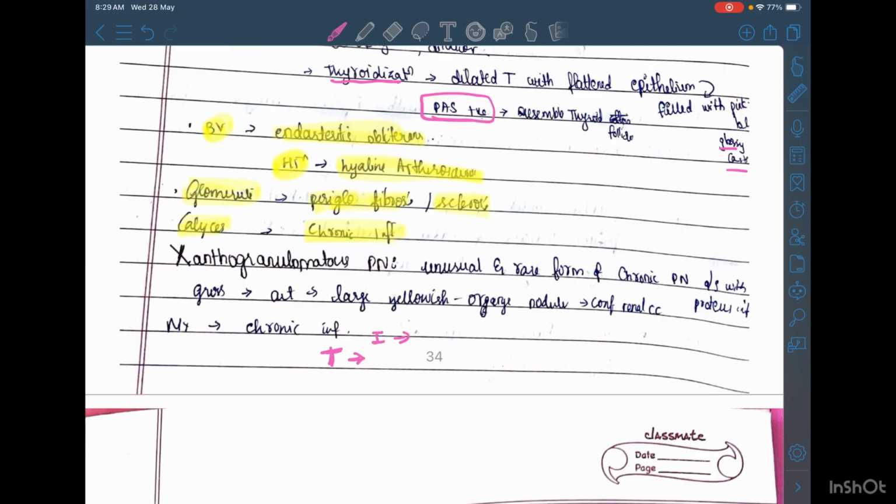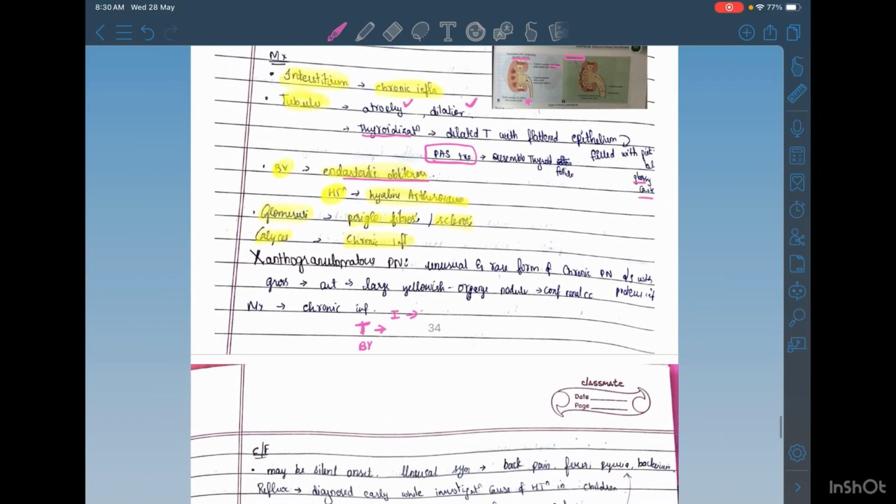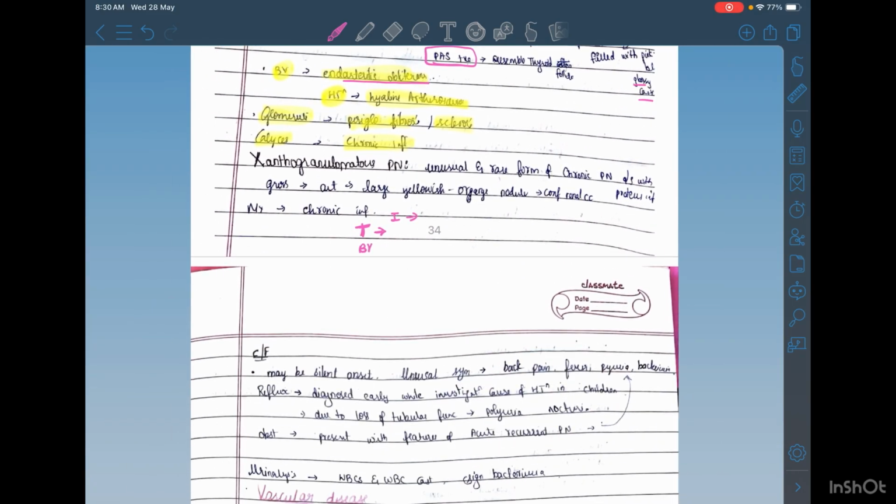What happens in the tubules? There will be atrophy, right, atrophy. There will be dilated tubules filled with glassy eosinophilic material, right. Which is called thyroidization. Then in the blood vessels there will be end arteritis obliterans, okay. Then in the glomerulus, periglomerular fibrosis or it can be sclerosis only, okay.